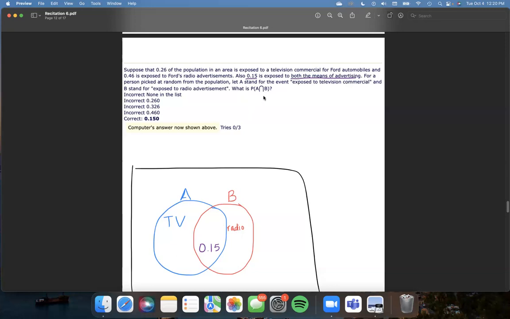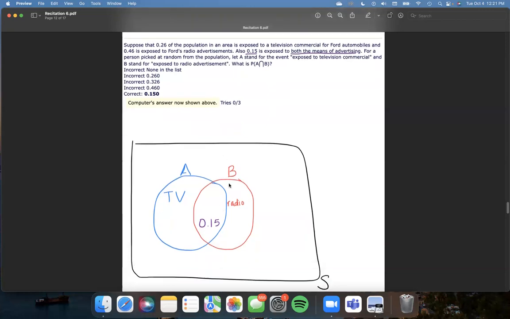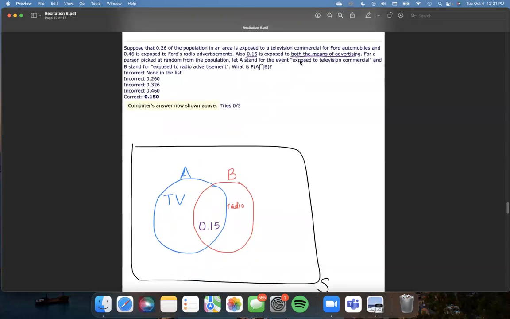What is the intersection? So the intersection is 0.15. So there's really nothing to compute because it's given to you right here. So it's just being able to identify in this information what the intersection would be, which is 0.15, where the population is exposed to both means of advertising, so both TV and radio.